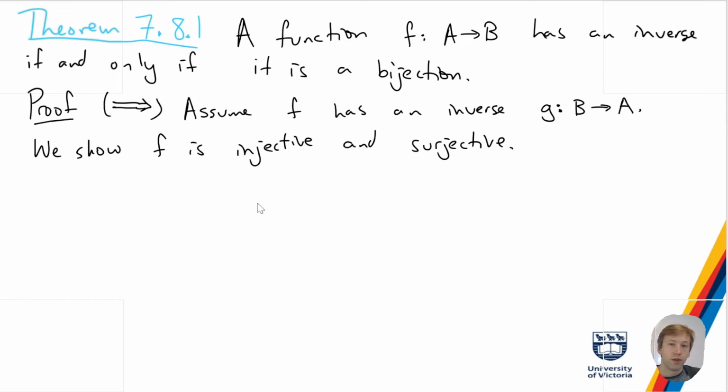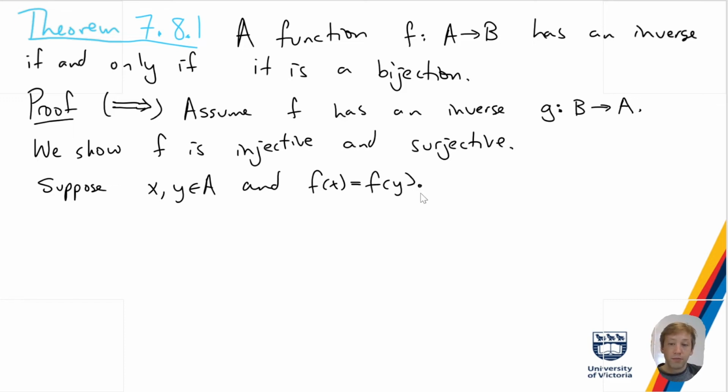Okay, so how do I show that a function is injective? So for injective, let's suppose, like usual, that x and y are in A, and f of x is equal to f of y. And then I want to prove that x is equal to y. And in this case, the easiest way to do that is to take this equation here and apply g to both sides. So if f of x is equal to f of y, then g of f of x is equal to g of f of y.